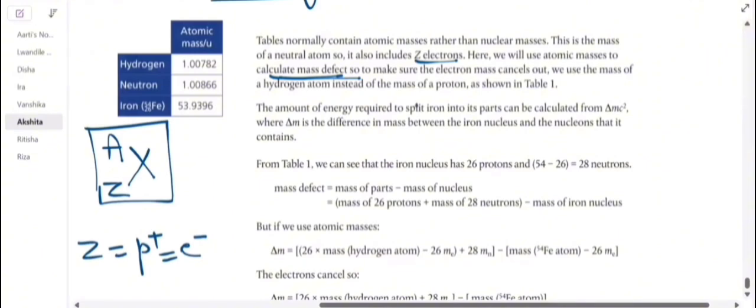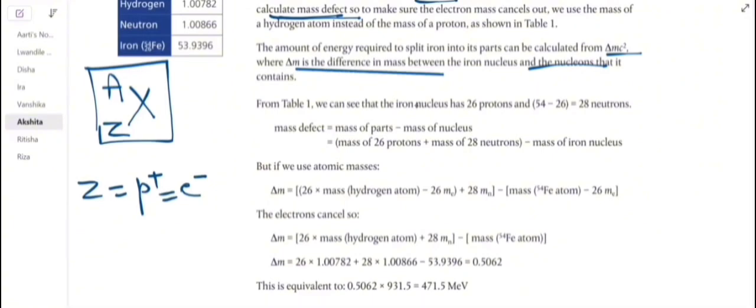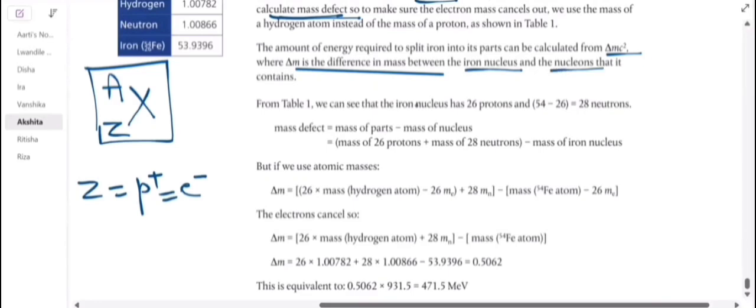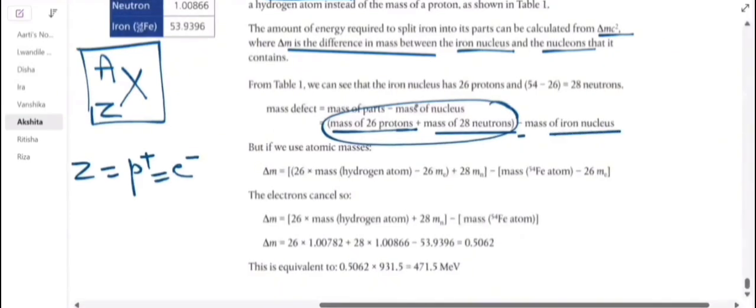Now let's see how they are calculating it. So basically energy is nothing but mc square, where m is the mass difference between the iron nucleus and the nucleons. That is what the binding energy suggests. So we will find out first the mass of the whole nucleus, then after that one by one the nucleons. So mass of parts: mass of 26 protons and mass of 28 neutrons, that is in the nucleon, minus the mass of the iron nucleus.